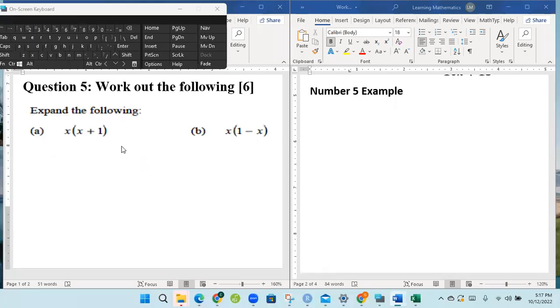Number 5 says to expand, so we have to multiply. What do we have to use to do the multiplication? Whatever is outside of the bracket, that's what we have to use to do the multiplication. What are we seeing there? X and X. So we have to take that X and multiply it to everything in the bracket.